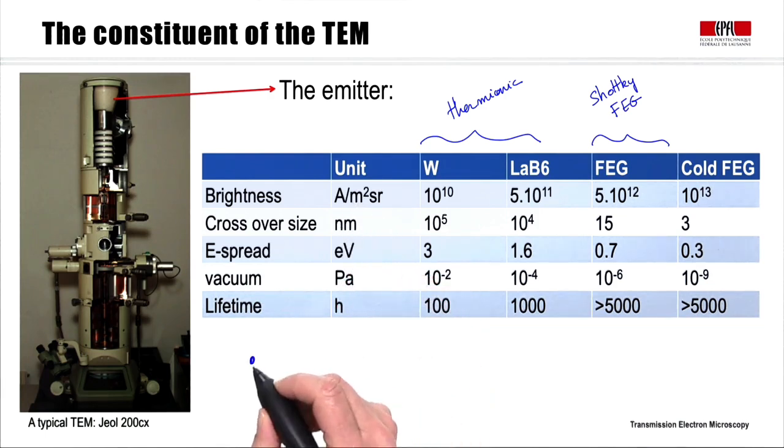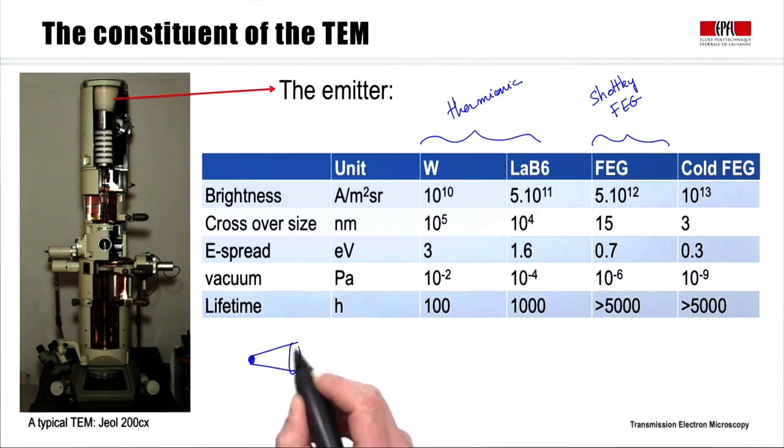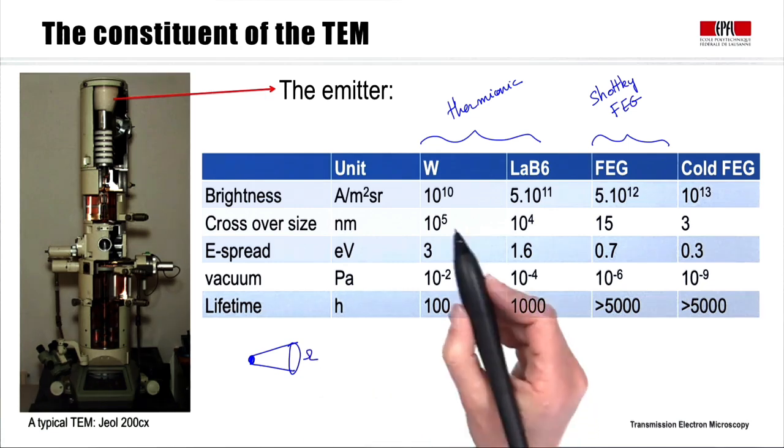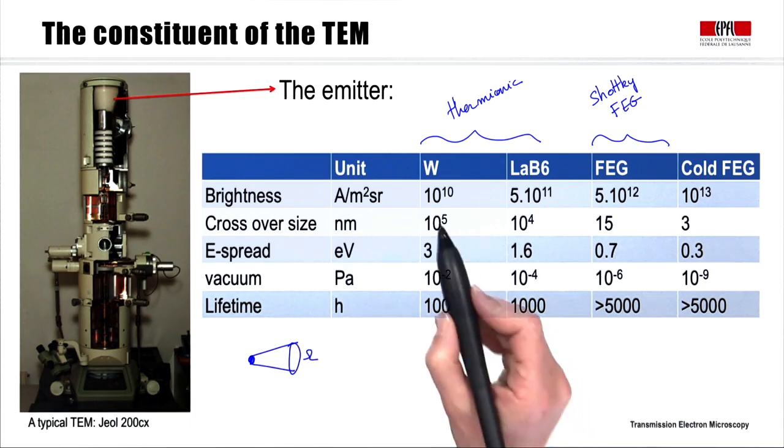A key quantity to characterize the emitter is the brightness. The brightness gives the intensity emitted per square meter and steradian. So if you take an area of your emitter and you look at the current, the number of electrons per unit of time emitted for this given area, and in a solid angle omega, you get the brightness.